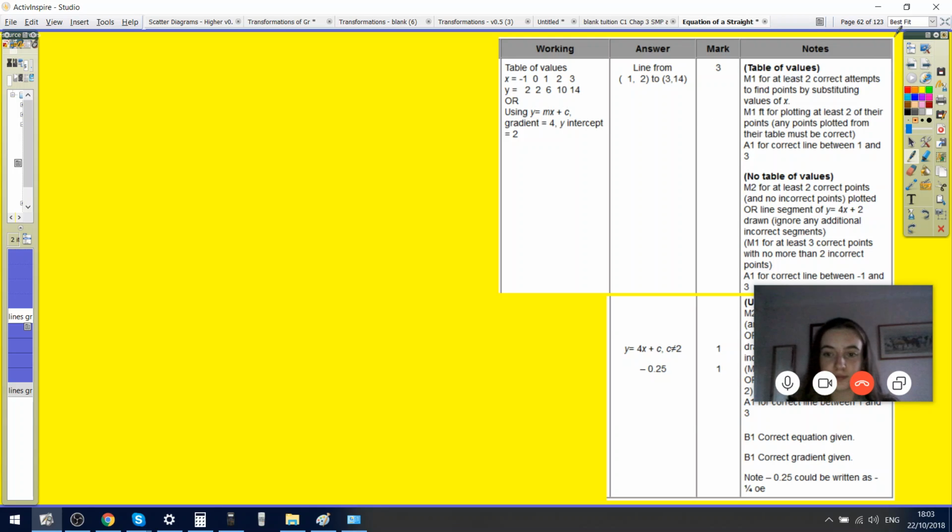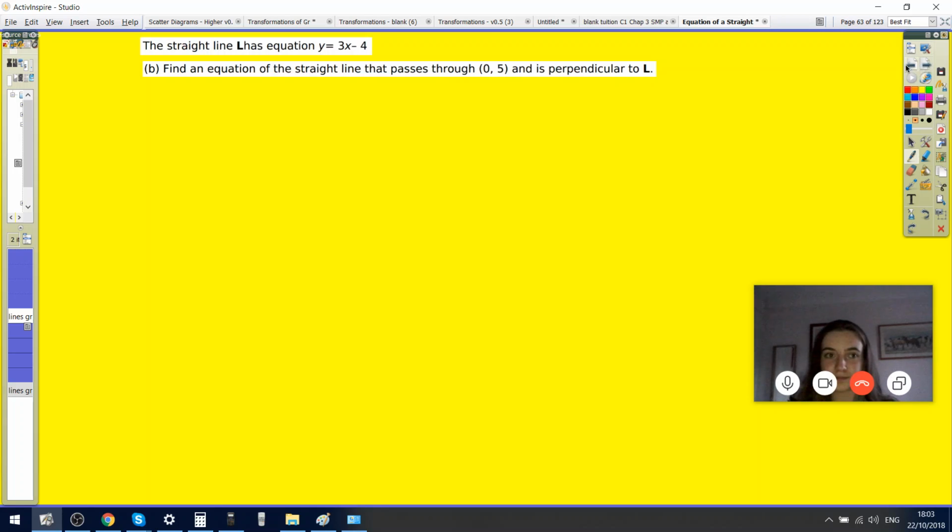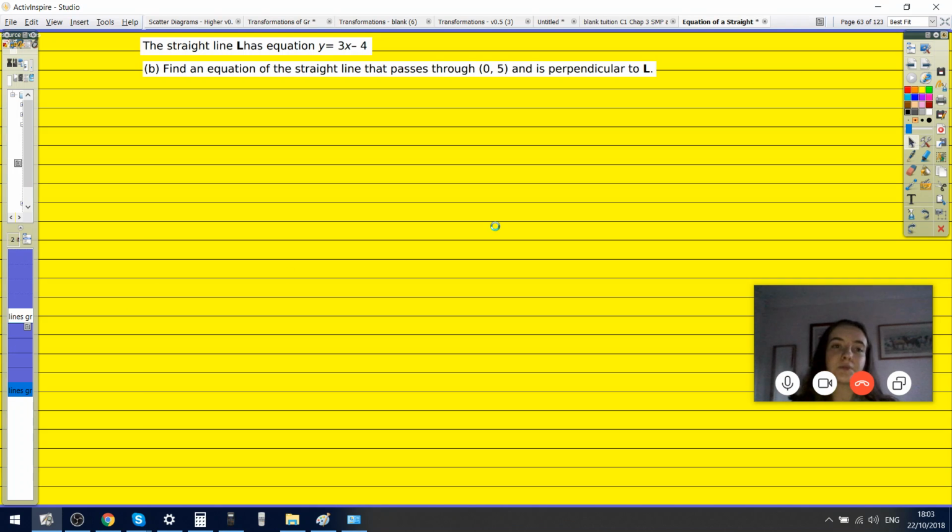If it will change screen. Okay, how about this one? So 3/1 flipped is minus a third. Mm-hmm. So then y equals minus a third x plus 5. Well done.